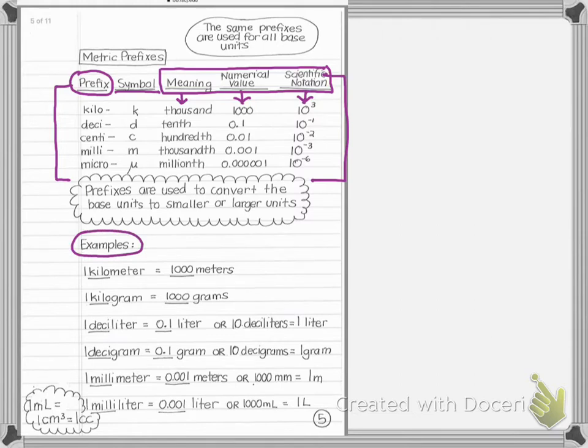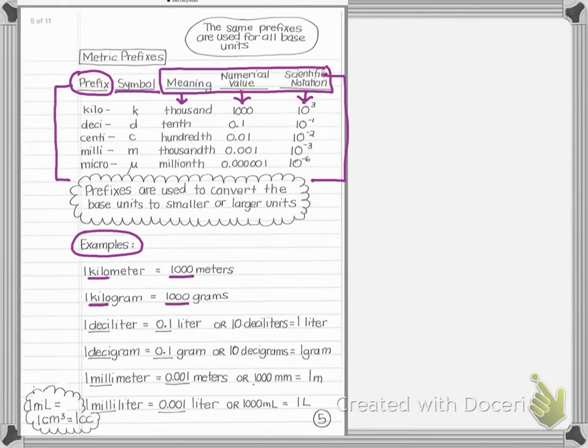So here is an example where I put the prefix kilo in front of the word meter. Well, kilo means 1,000, so all of a sudden I have 1,000 meters. So remember, I've made my meter bigger by 1,000. Well, I could take that same prefix kilo and put it in front of grams. Well, kilo, no matter where I put it, is 1,000. So a kilogram is 1,000 grams because kilo means 1,000.